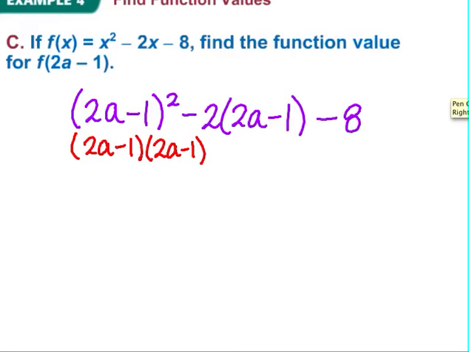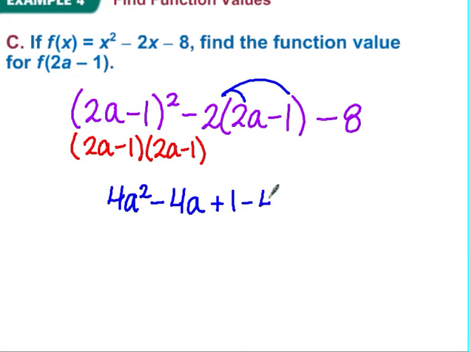And you have to FOIL that. So let's start. What's first times first? 4a squared. Now, you're in pre-calculus, so I expect you to do the next two steps in one. Okay, so outer and inner. What does that give you? Minus 4a, because you get negative 2a, which is negative 4a. What's your last term? Plus 1. Okay, let's distribute the negative 2. What do you get when you distribute the negative 2? Plus 2. Then I'm going to bring down the minus 8.